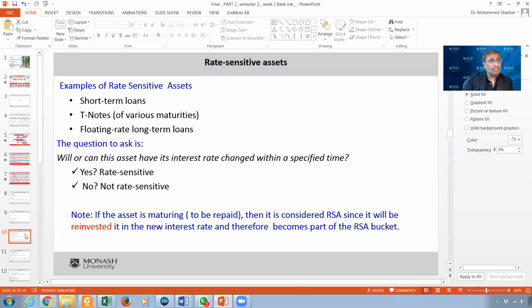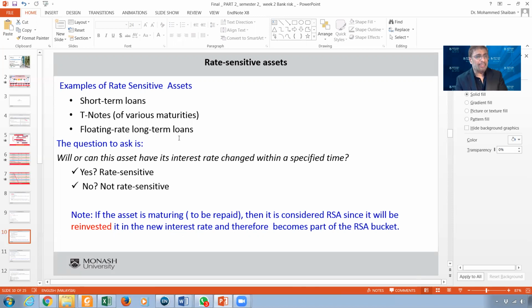Now let's see some examples of rate-sensitive assets. When we have short-term loans, T-notes, anything that has a floating rate, which means it changes over the year, all of those products, short-term loans, T-notes, floating rate loans, all of those are rate sensitive, which means when the interest rate goes up or down, they will change.